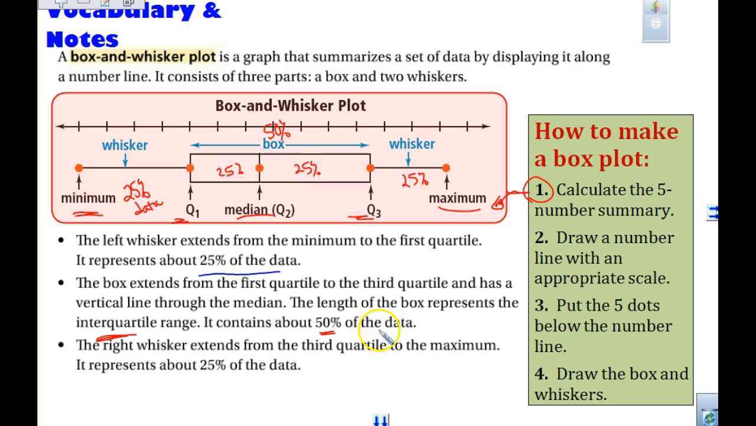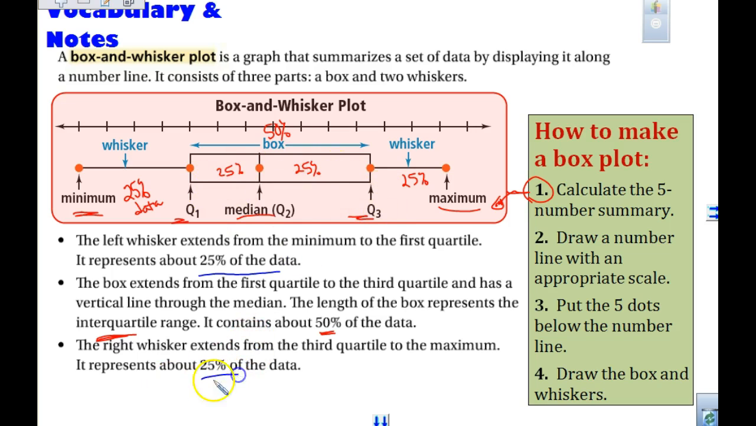Instead of just finding the range like we did before, taking our maximum minus our minimum, interquartile means between these two numbers, that's 50% of our data. And then again, we have another 25% going up. So, first thing we're going to do, calculate the 5-number summary from our data.